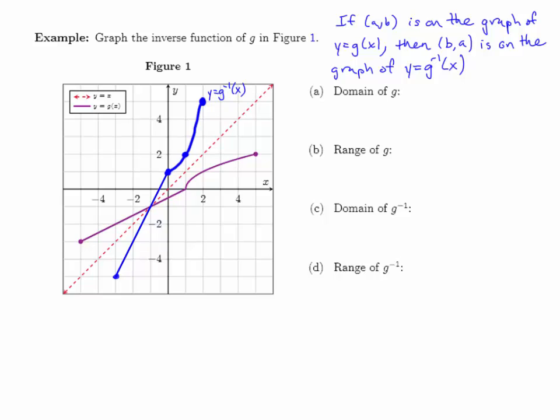So the last thing we're going to do is state the domain and range of g and g inverse. And we can do this on the graph, but there's also a key property that we want to keep in mind. So the domain of g is going to be the same as the range of g inverse. And that's coming from the fact that we switch all of those x, y pairs when looking at the inverse.